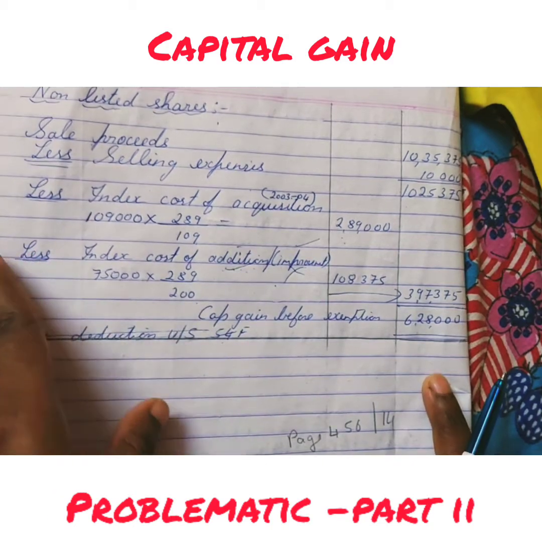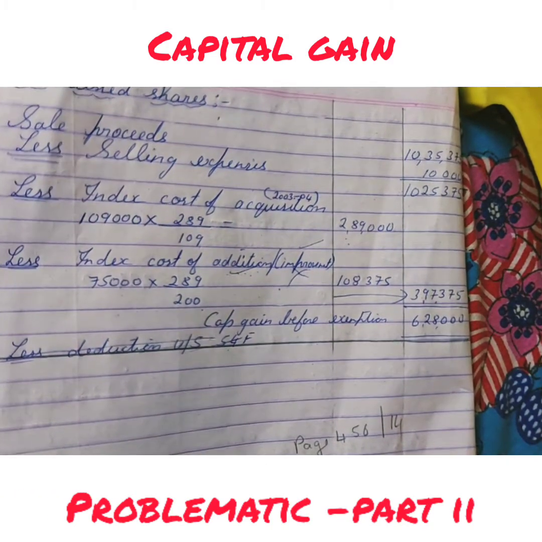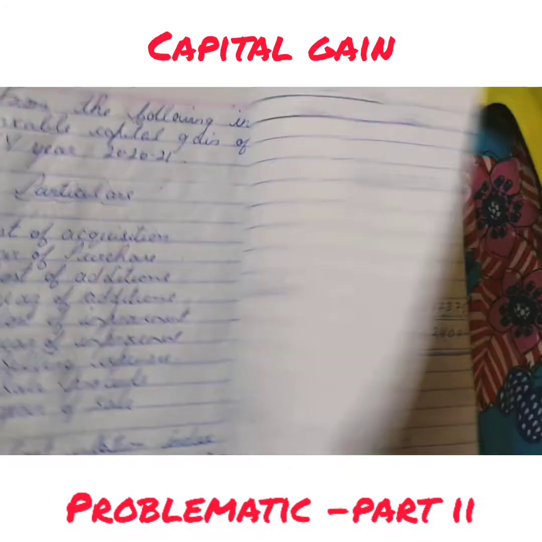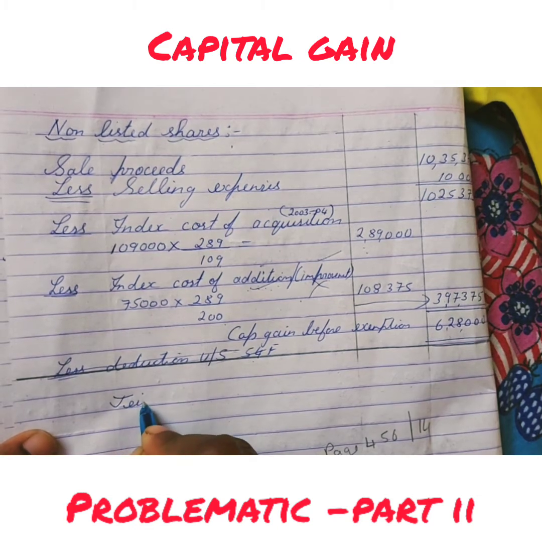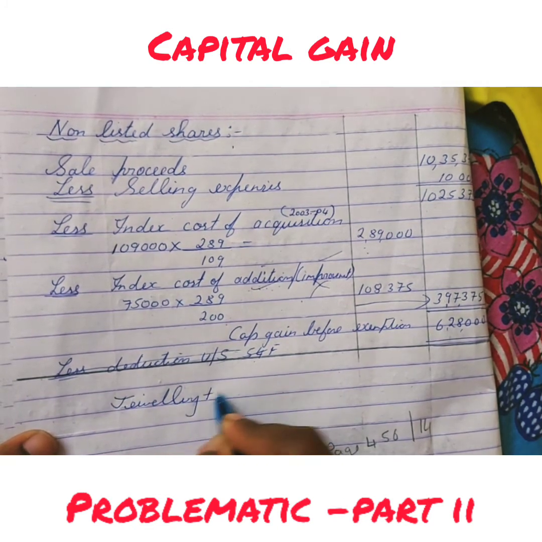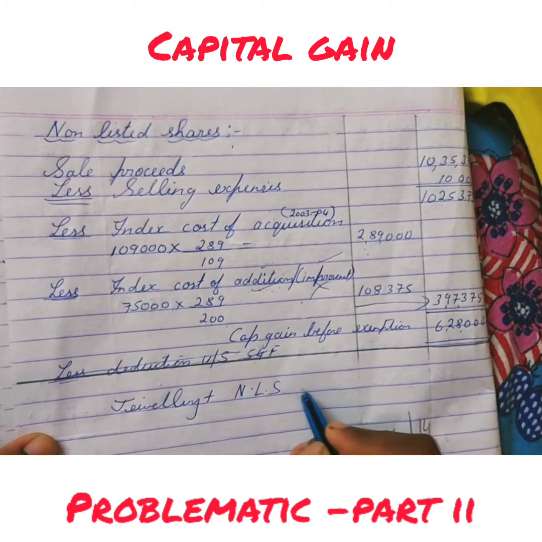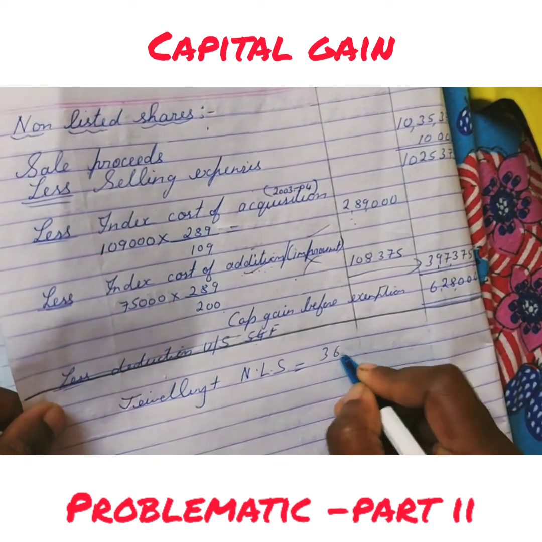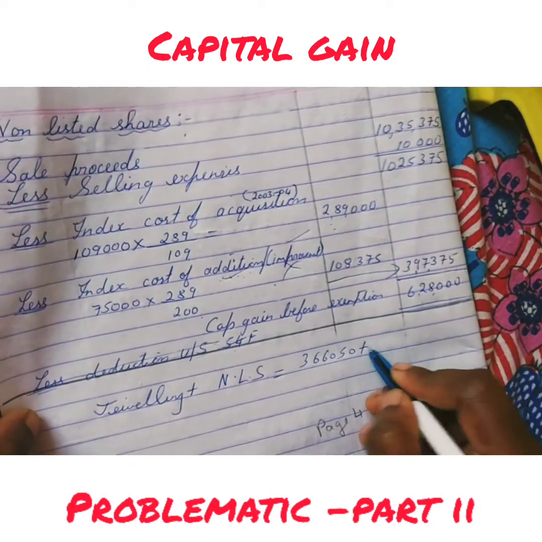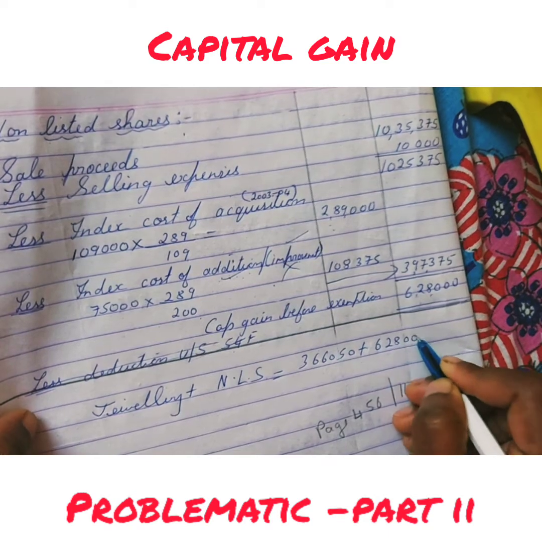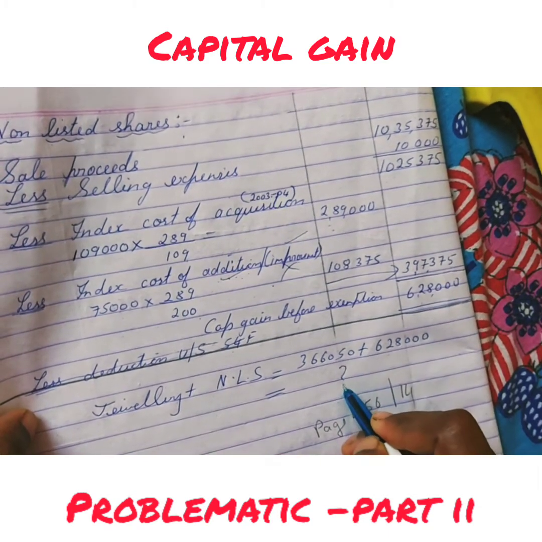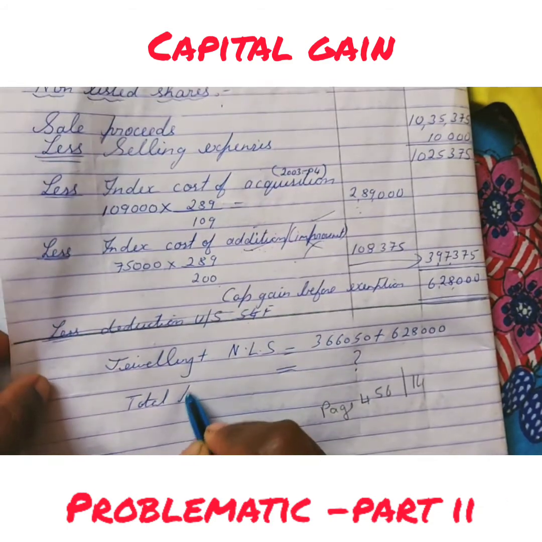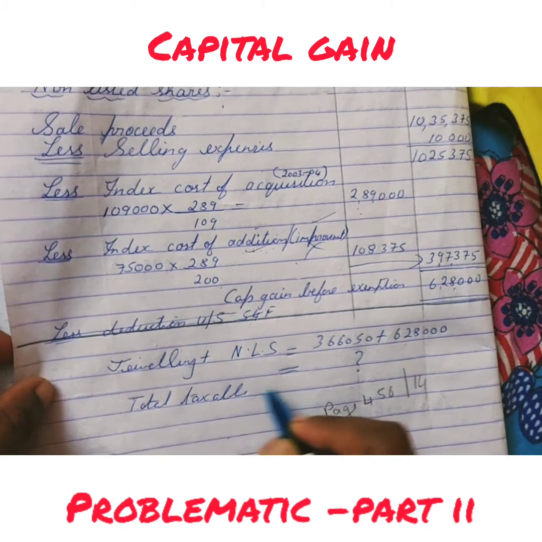Okay, so what is the non-listed shares amount? The first one was jewelry. So jewelry plus non-listed shares should be added. The jewelry capital gain was 3,66,050 plus 6,28,000. After adding, whatever my amount comes to, that is my total taxable capital gain.